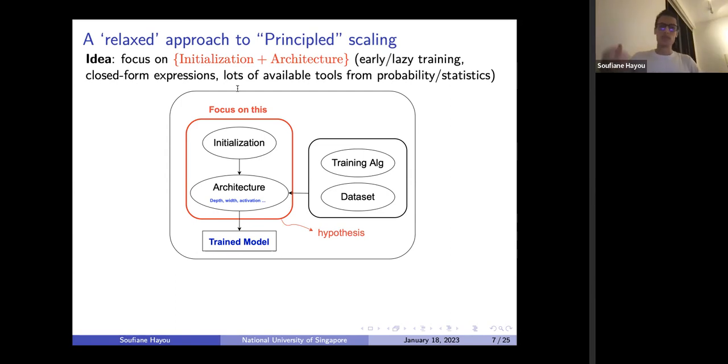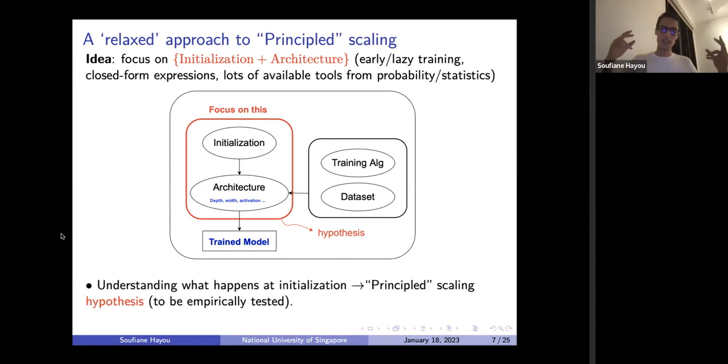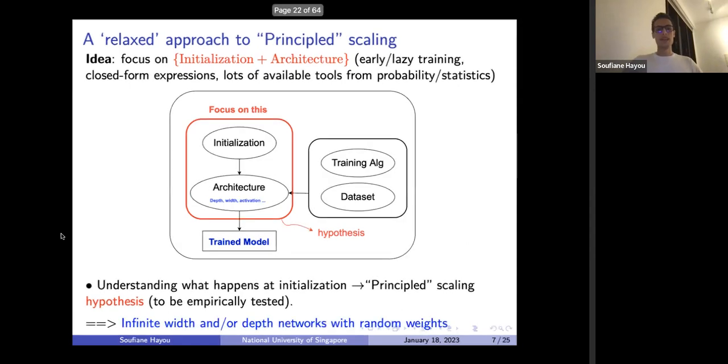The third motivation is that because the weights are random in this case, we have a lot of available tools from probability and statistics that we can use to derive different results. So the idea here is that I'm going to look at this relaxed approach to principled scaling, where I'm going to just try to understand what happens at initialization, and then come up with some, not principled scaling, but principled scaling hypothesis, based on this analysis. And then this hypothesis should be tested empirically, okay? This is the idea.